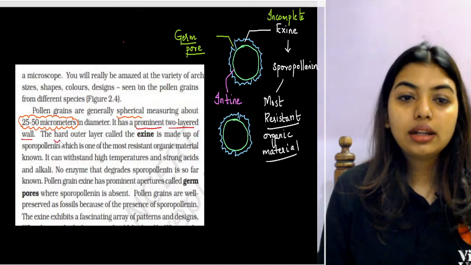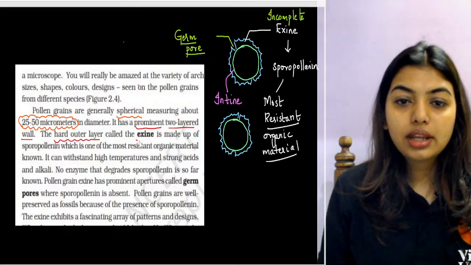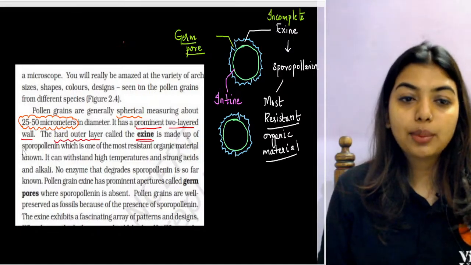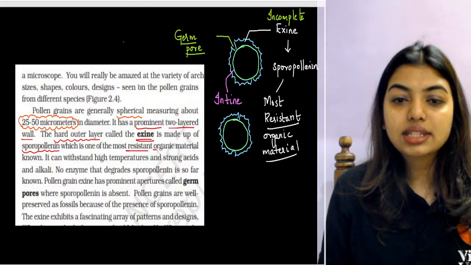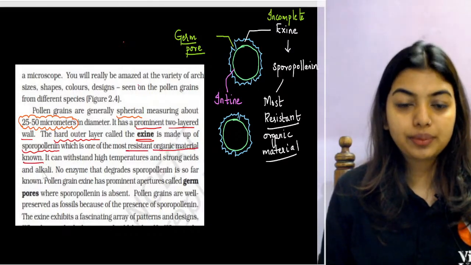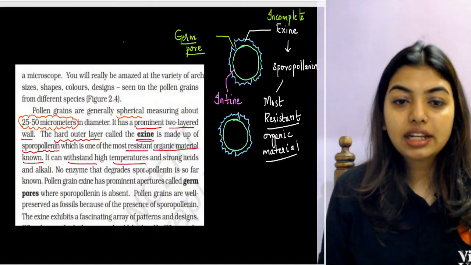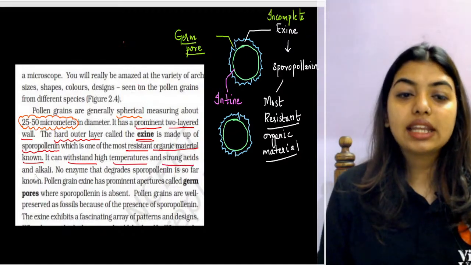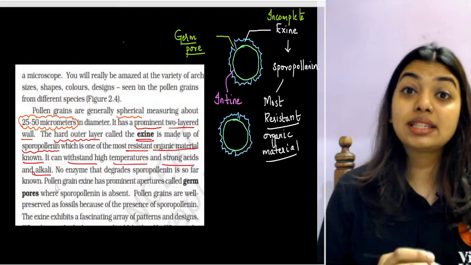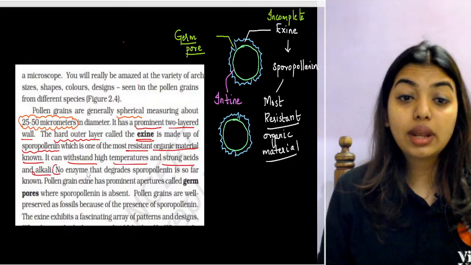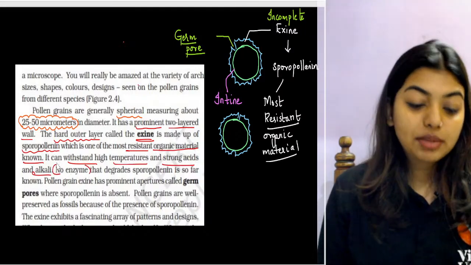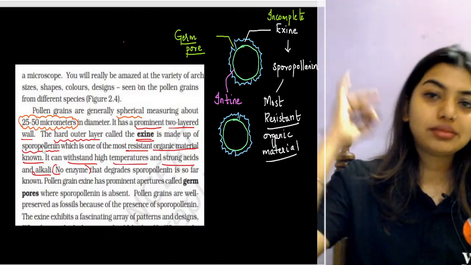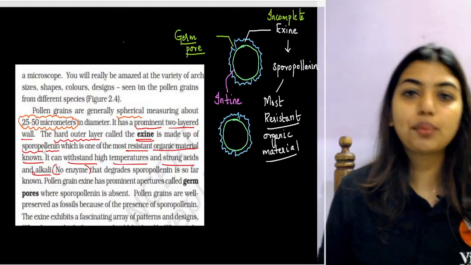The hard outer layer is called exine and it is made up of sporopollen, which is one of the most resistant organic material known. It can withstand high temperatures, strong acids, and even alkali. No enzyme, this is also very shocking, right? No enzyme that degrades sporopollen is so far known. So that means sporopollen is like the top of everything.